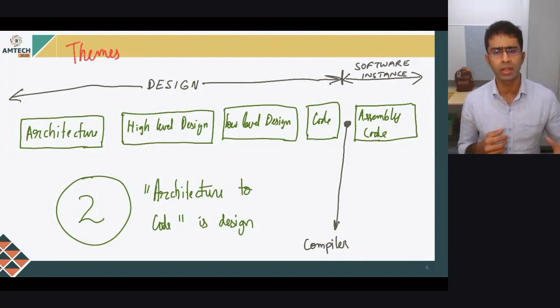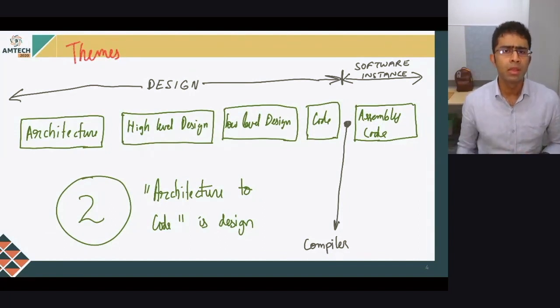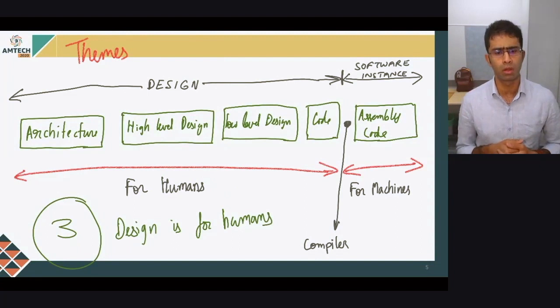Usually, architecture, high-level design, and low-level design are not code. They are documents. But at times, they can be code too. And for small projects, you generally may not do all of them. For example, let's say you're implementing a binary search tree. You really don't need to do architecture design. But for larger projects, and when you want to work with multiple engineers, you have to actually do this. So the second theme that I want all of us to get on the same page about is that architecture to code is design.